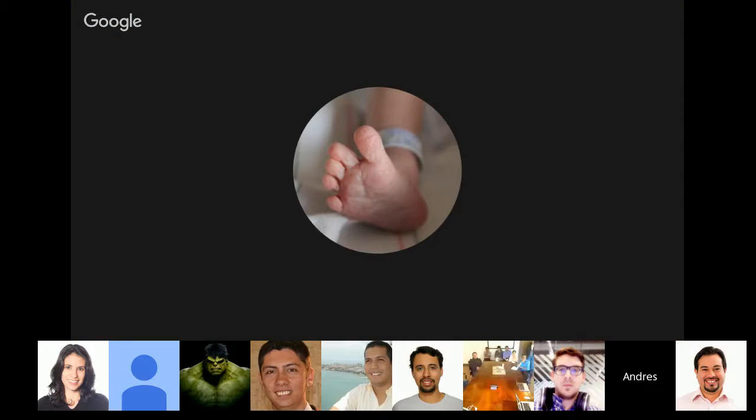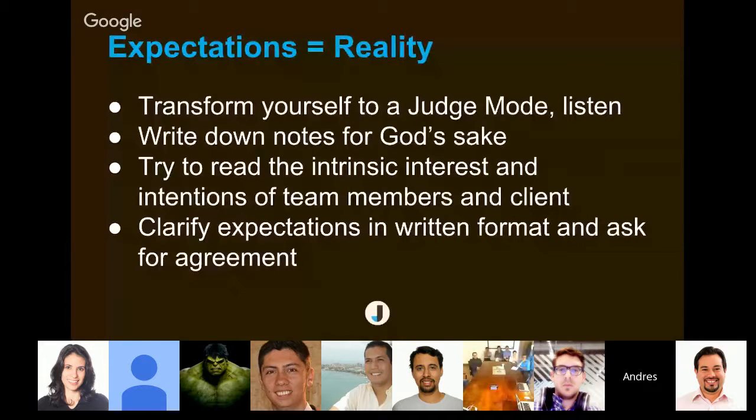Important too: clarify expectations in written form and ask for agreement. If you know that you cannot make it, write that down in an email. Say, hey, it's too tough, I'm not gonna make it. Write it down. A call is not gonna get written down anyway. So if you're discussing with your PM, and she's like, "Are you gonna make it?" "No, I'm not gonna make it." "Why?" And you start getting into an argument or a fight or anything.